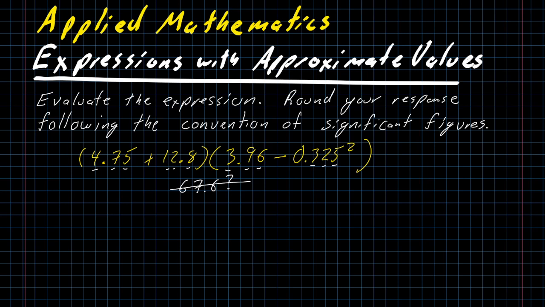I do have my calculator in hand. I am not trying to do these calculations themselves by hand. I noticed that the first thing I want to do is the exponent here, 0.325 squared. My calculator tells me that that is 0.106, taking that to 3 significant digits.